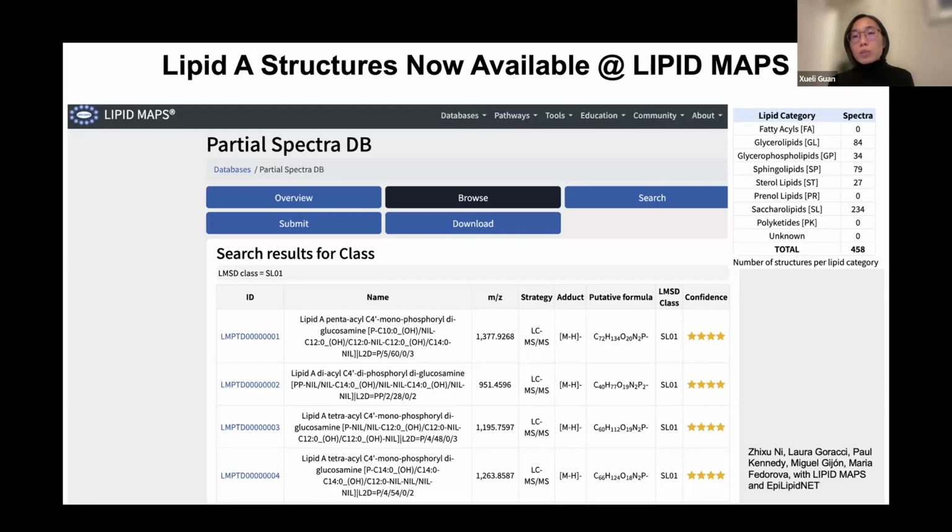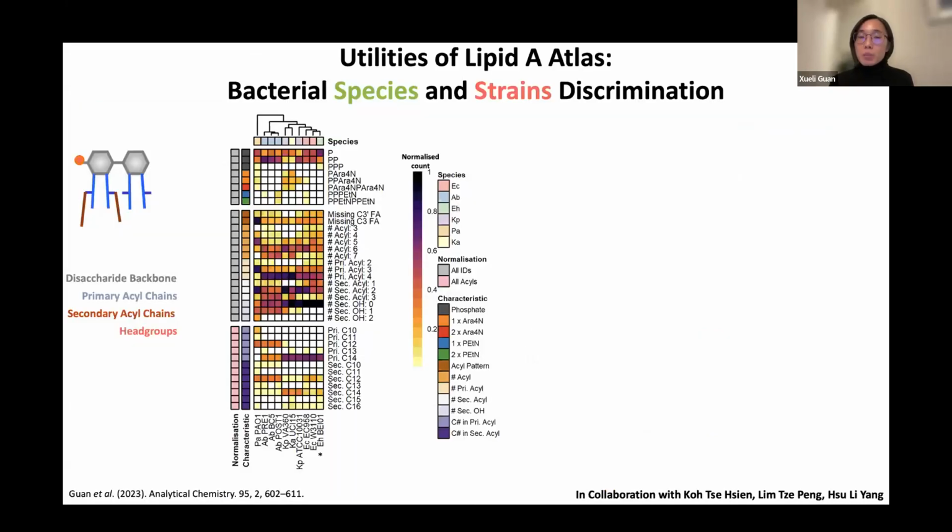So what do we do with these structures? From our perspective, with the interest of the group, we want to use it further for biological studies, and one of the utilities of this lipid A atlas that we have built is that we can actually differentiate bacterial species and strains using this high-resolution biochemical phenotype.